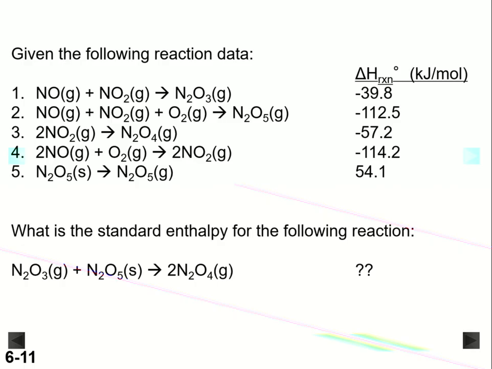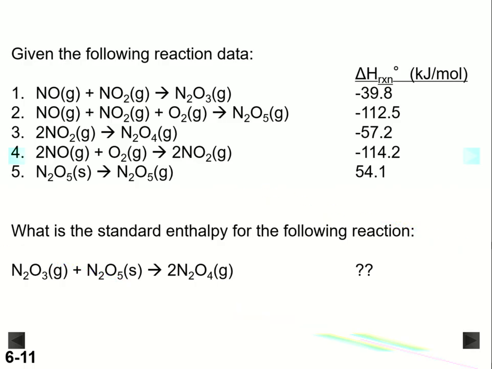The second reaction, nitric oxide plus nitrogen dioxide plus molecular oxygen, gives us dinitrogen pentoxide. The third reaction, 2 molecules of nitrogen dioxide will react together to form dinitrogen tetroxide. Fourth reaction is 2 moles of nitric oxide, or nitrogen monoxide, reacts with molecular oxygen to give 2 moles of nitrogen dioxide. And finally, dinitrogen pentoxide solid can go to dinitrogen pentoxide gas.